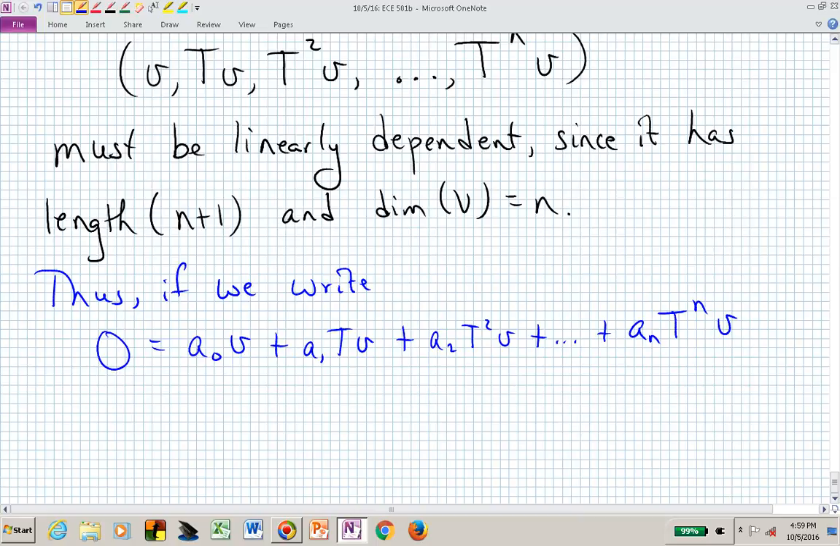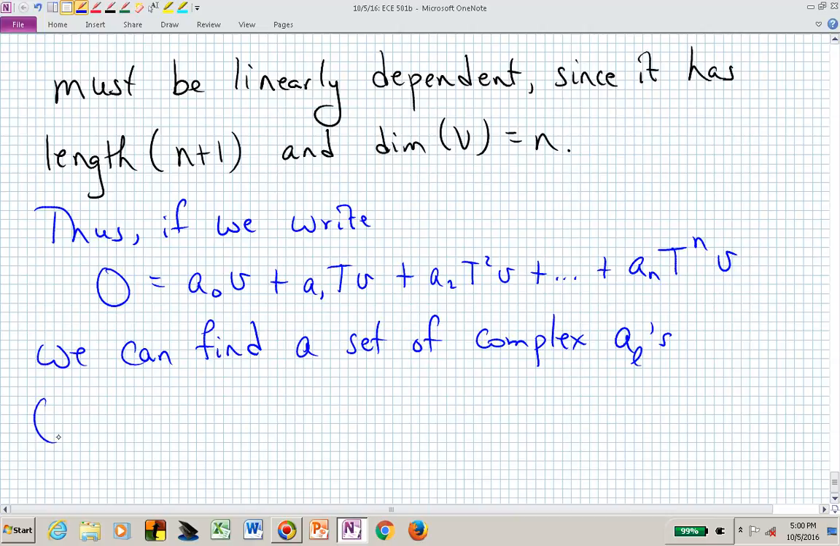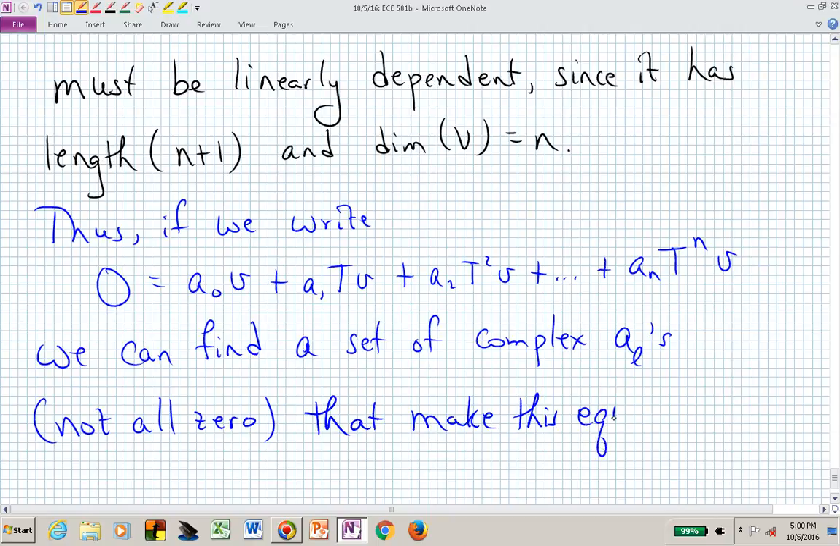Thus, if we write this equation, we can find a set of complex, let's say, a sub j's, and here's an important point, all of those coefficients or scalars are not all 0, that make this equation true.